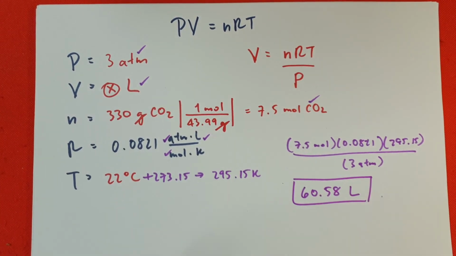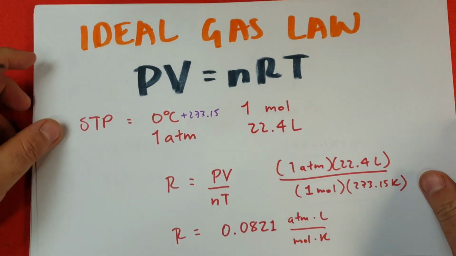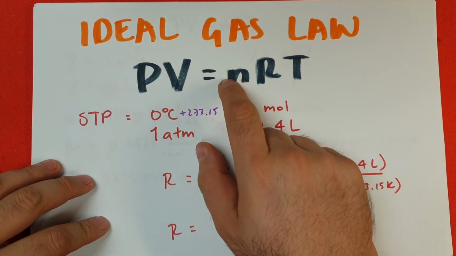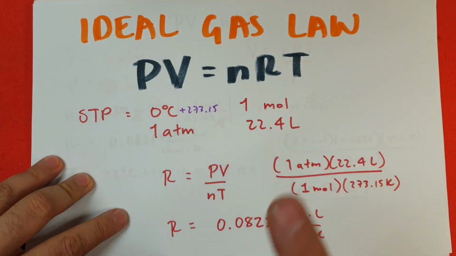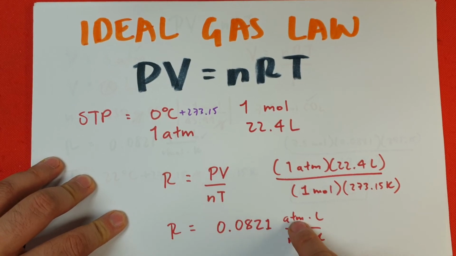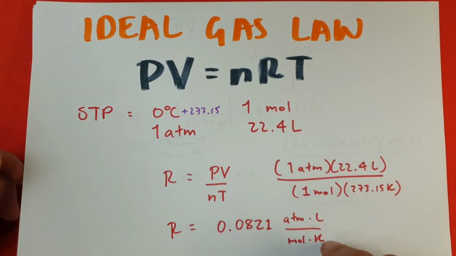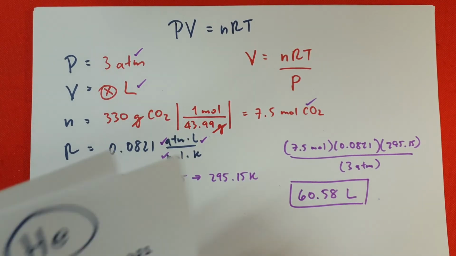So let's have a little recap. And let's remember that the ideal gas law relates pressure times volume equals number of moles times a constant, the ideal gas law constant, times temperature, where the ideal gas law constant is 0.0821 atmospheres liters per mole Kelvin, making it necessary for us to do what? Remember, always convert all the units.